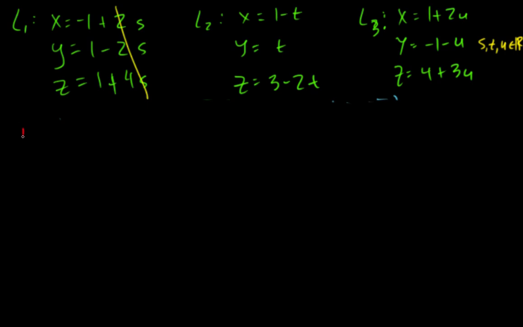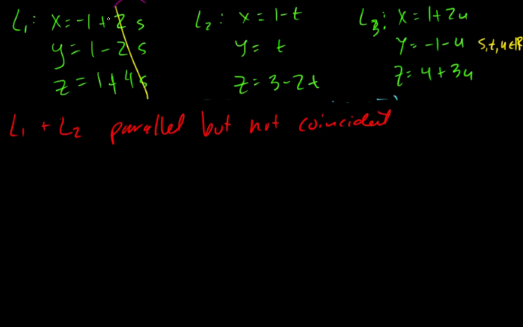So we need to show that line 1 and line 2 are parallel, but not coincident. So it means they have the same slope, but they are not the same line. And so that's exactly what we'll do.